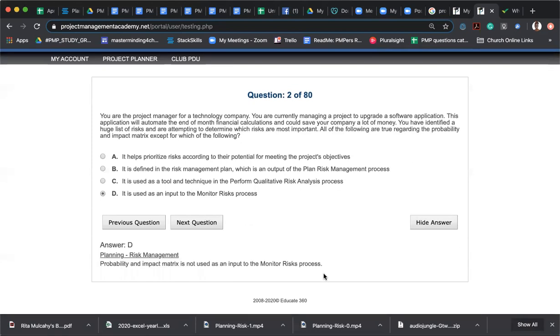Oh, it is D. Yeah. I don't know why, I was thinking it was B. Is it actually defined over there? I thought it was defined after identify risks. Yeah, so the plan risk management process and identify risk, they do talk about the probability and impact. Oh yes, they do. My bad.